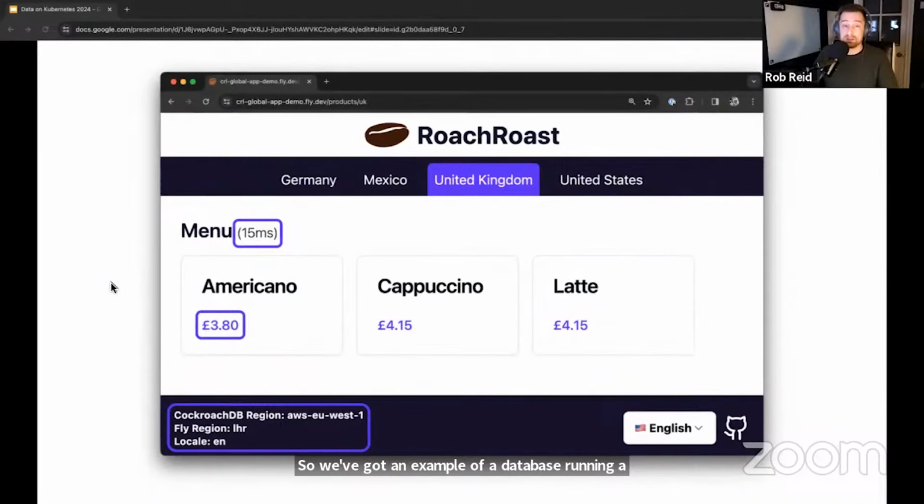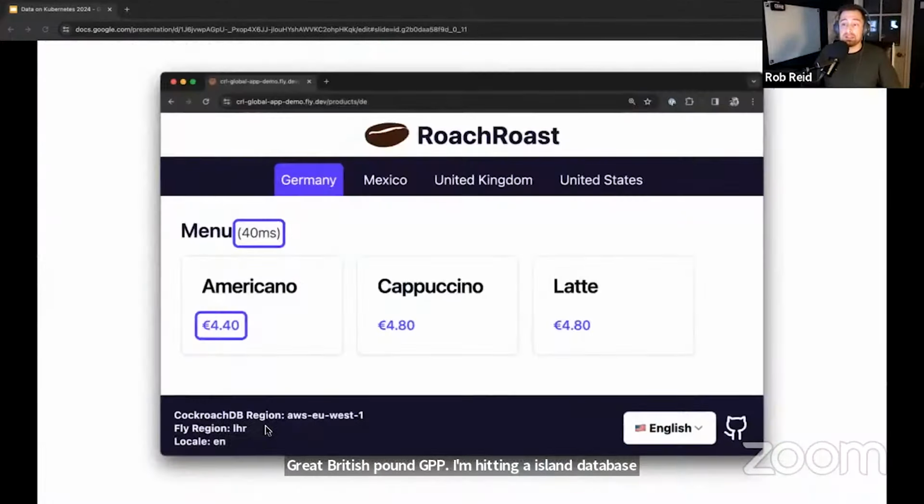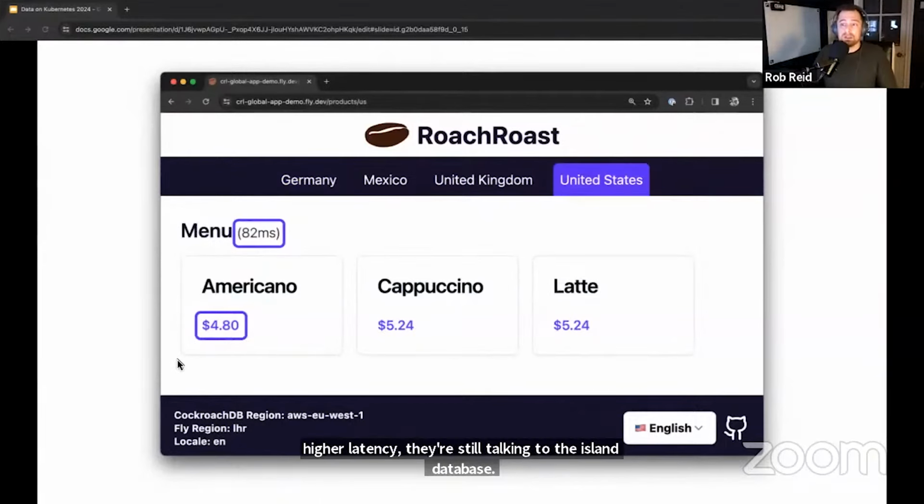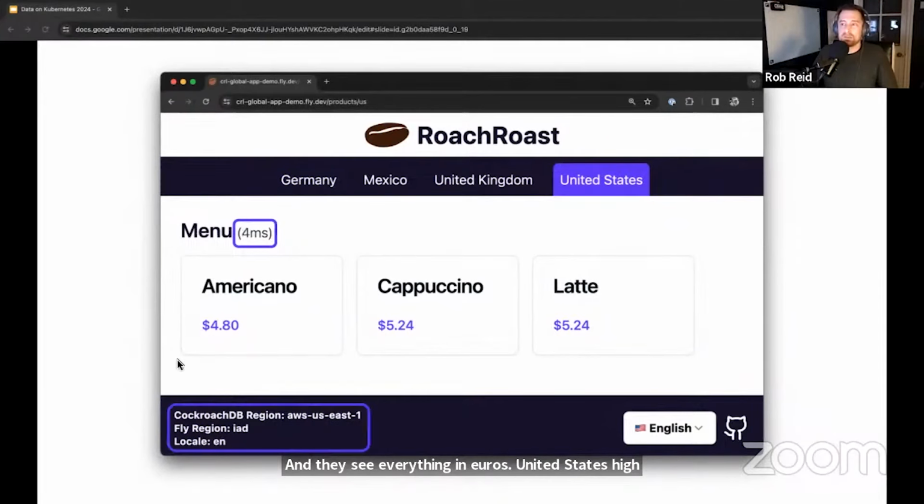This took about 10 minutes to create. And I'm running in the UK with low latency and with Great British Pound, GBP. I'm hitting an Ireland database and my application is running in London. If I then hit a German user, they would experience slightly higher latency. They're still talking to the Ireland database, and they see everything in euros. United States, high latency, but you're not going to talk to a United States database from the UK. So to simulate a United States user, I flick my VPN over and I'm now getting really low latency.